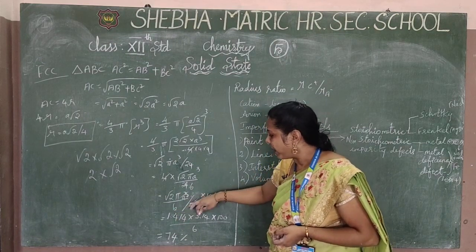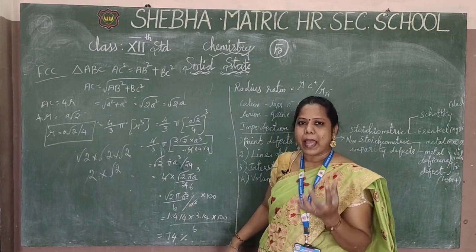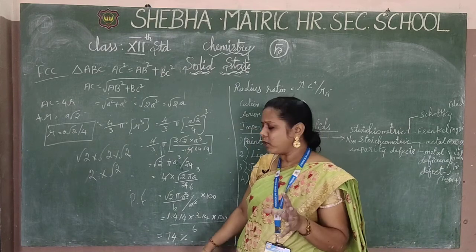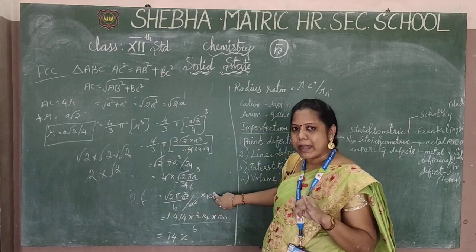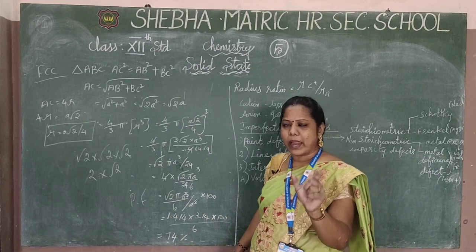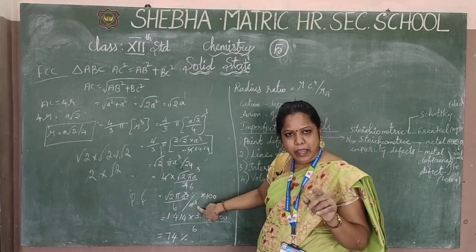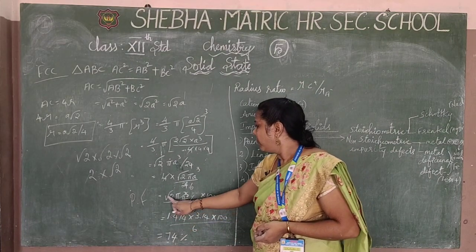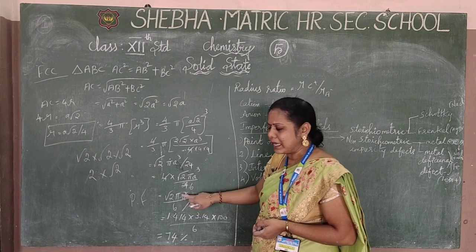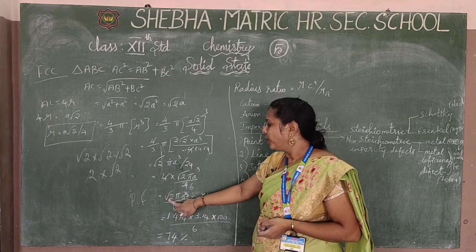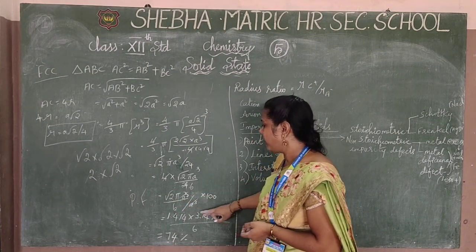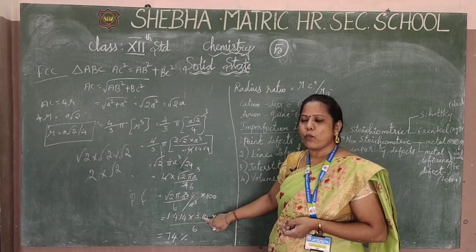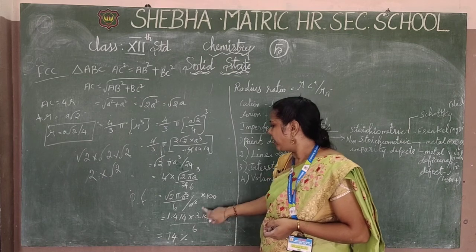So the final formula is divided by a cube into 100. That is the packing fraction. What is that? Packing fraction means you have to divide by the volume and multiply by 100, then only you can get the percentage. If you want to find the percentage, you have to divide by a cube into 100, otherwise you cannot get that value. Root 2 pi a cube obviously cancels, so the remaining value is root 2 pi by 6 into 100. Root 2 value is 1.414, pi value is 3.14, by 6 into 100.